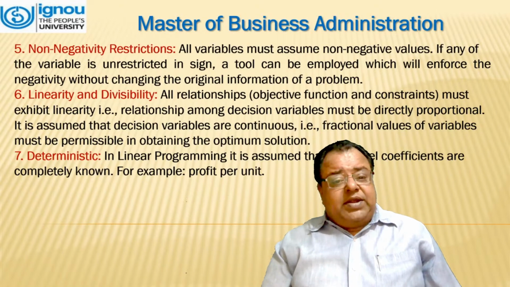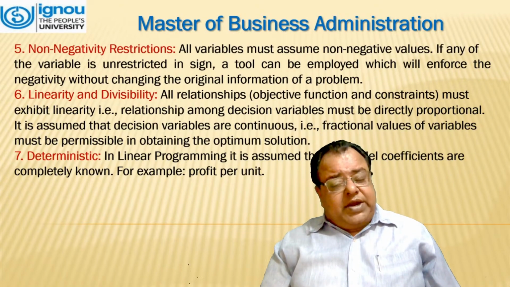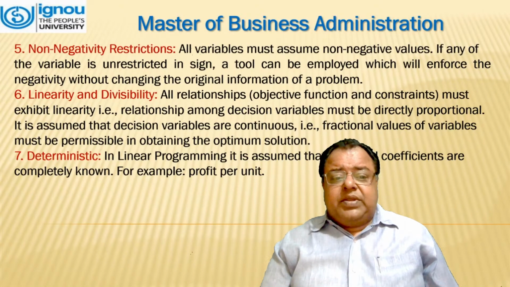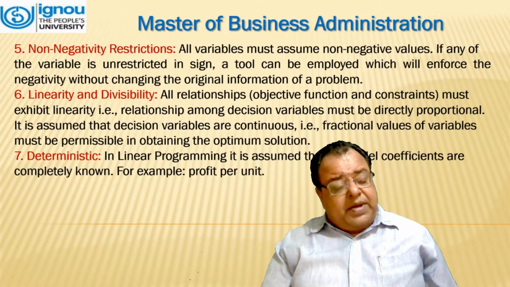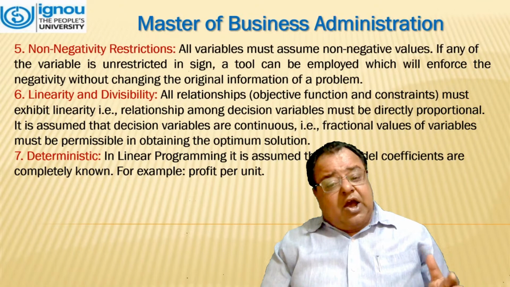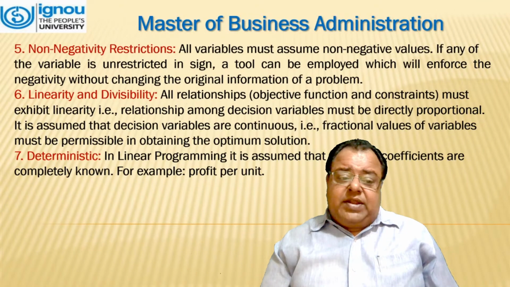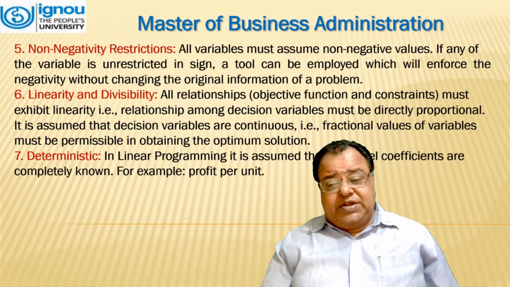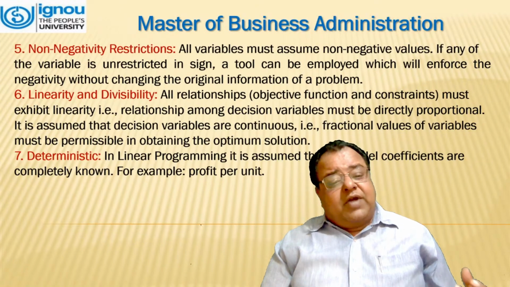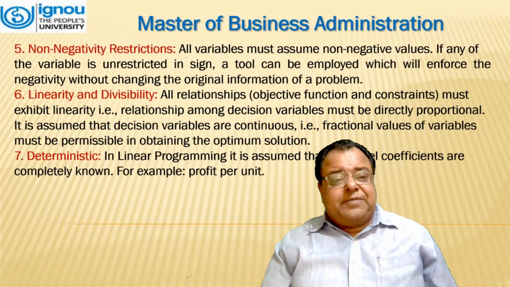Sixth, linearity and divisibility. All relationships, objective function and constraints must exhibit linearity. That is, relationship among decision variables must be directly proportional. It is assumed that decision variables are continuous. That is, fractional values of variables must be permissible in obtaining the optimal solution. Seventh one is deterministic. In linear programming, it is assumed that all model coefficients are completely known. For example, profit per unit.